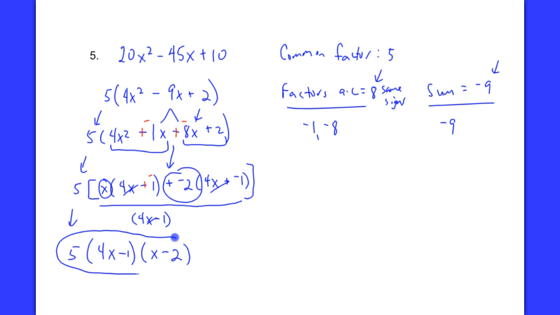You should check it. I'm not going to, just to save some video time, but if you multiply the binomials and the 5, you'll end up with that same amount that you started with. So again, that is the factored form of that trinomial 20x squared minus 45x plus 10.